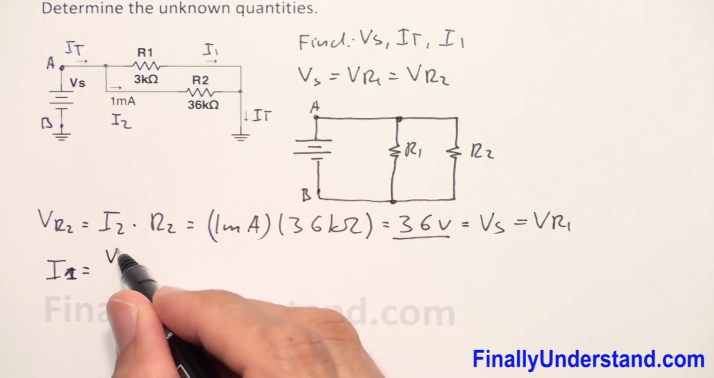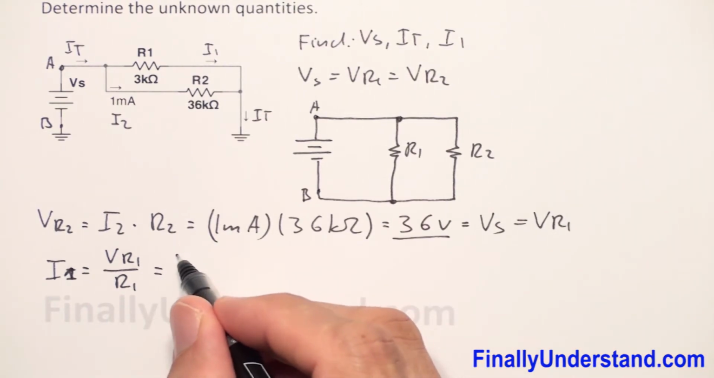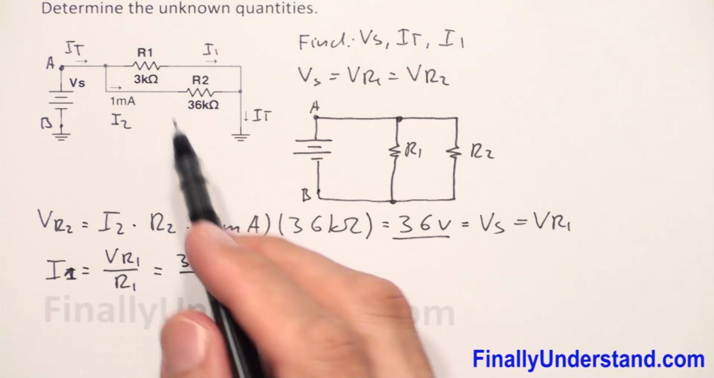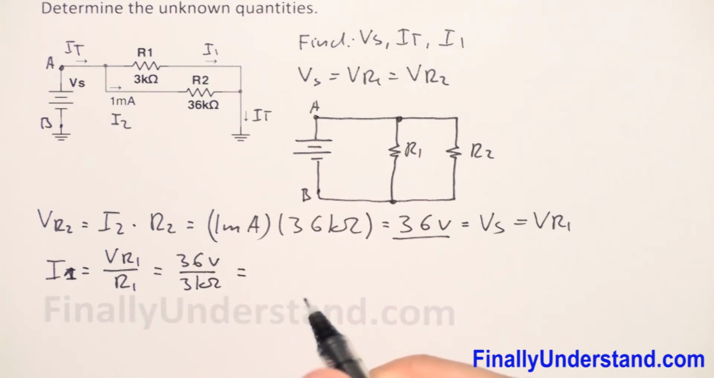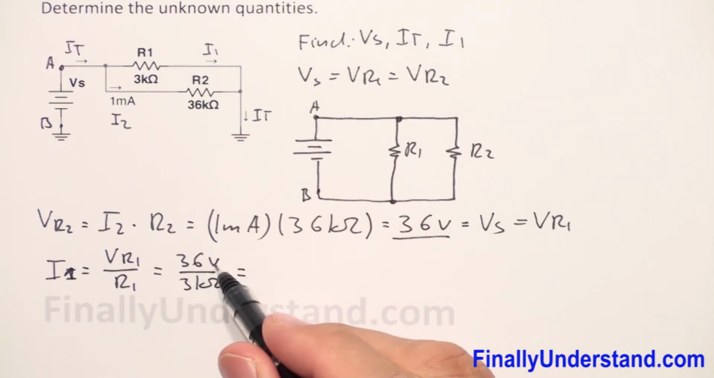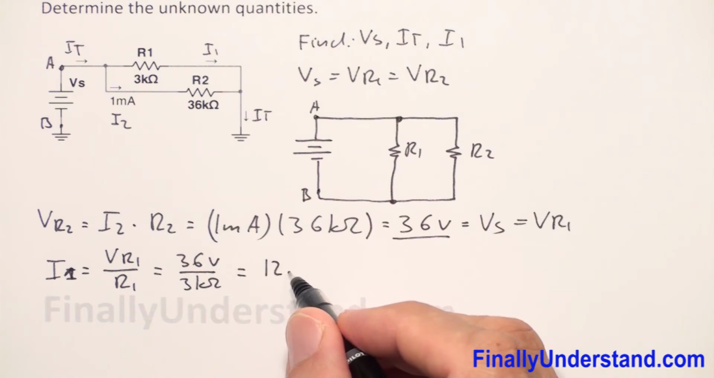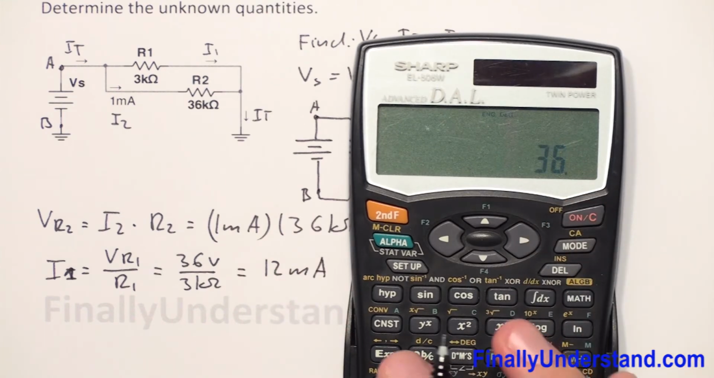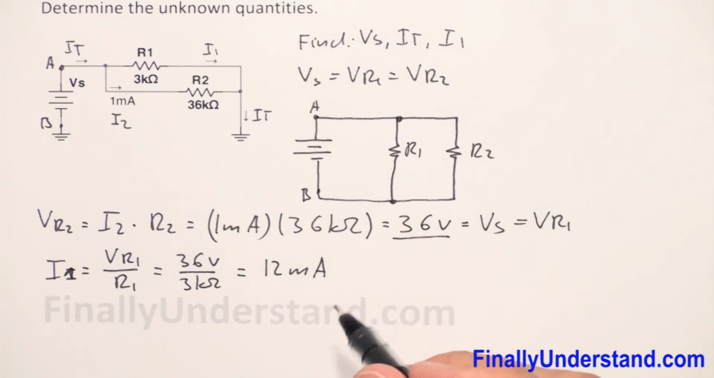I1 is equal to VR1 over R1 because I found the voltage already, which is simply 36 volts. And if I'm going to divide this by the resistance of resistor R1, I'm going to find the current which goes through this resistor. So this is 3 kilo ohms, okay? So 36 volts divided by 3 kilo ohms is equal 12 milliamps. But let's check how I'm supposed to enter this into the calculator. So I have 36 divided by 3 exponent 3 is equal 12 milliamps. So I found I1.